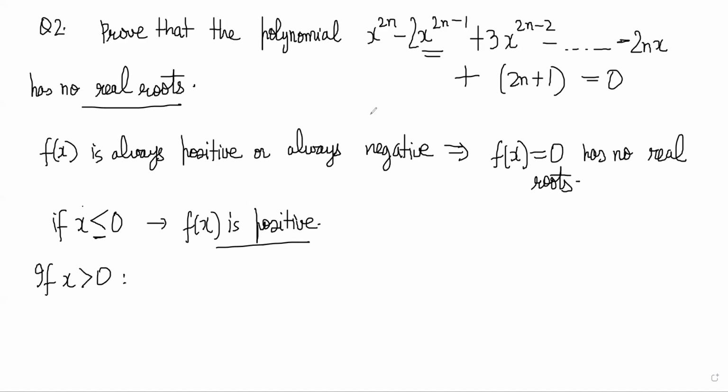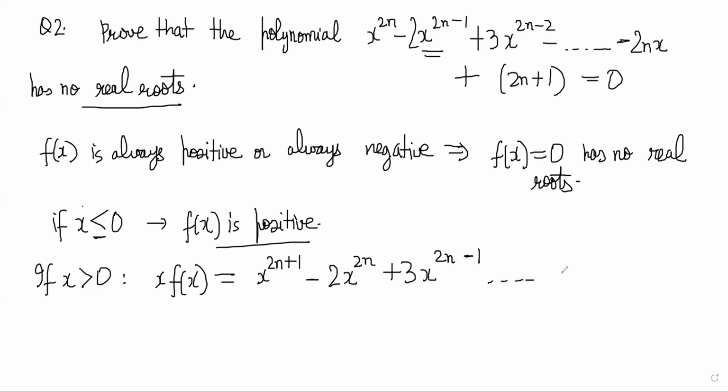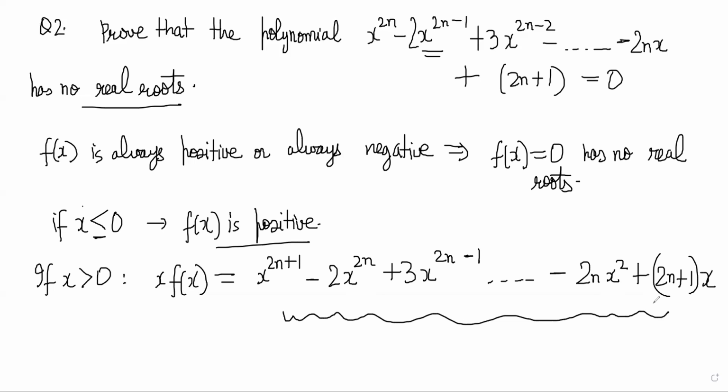So how do we analyze that? One nice way to do it is to take x times f of x. x times f of x is actually equal to what? It is equal to x power 2n plus 1, minus 2x power 2n plus 3x power 2n minus 1, and so on till minus 2n x square and plus 2n plus 1 into x. That is the value of this polynomial, right? Okay, so I'll just do it on the next screen.